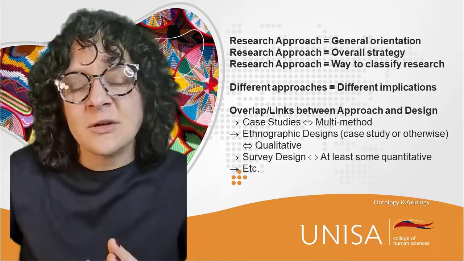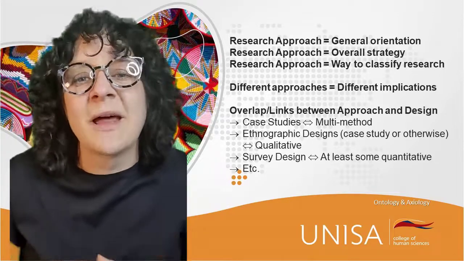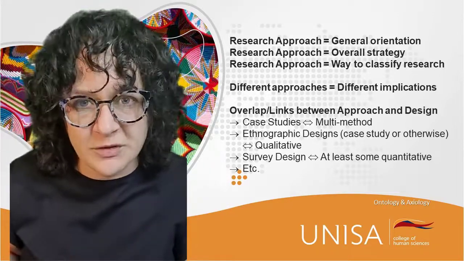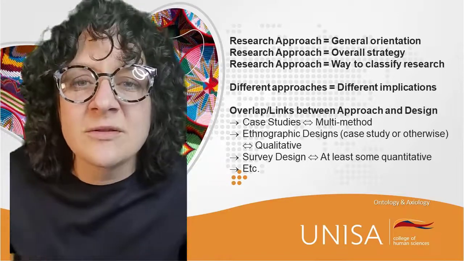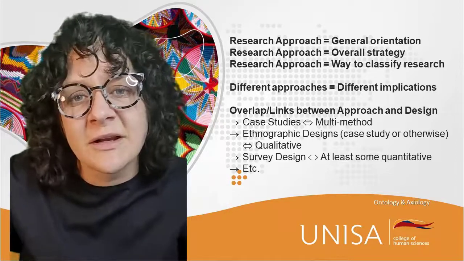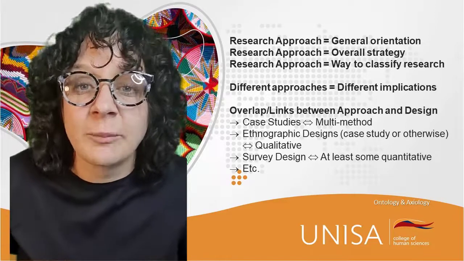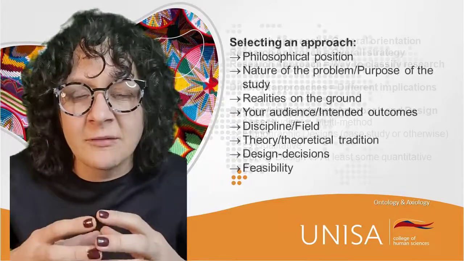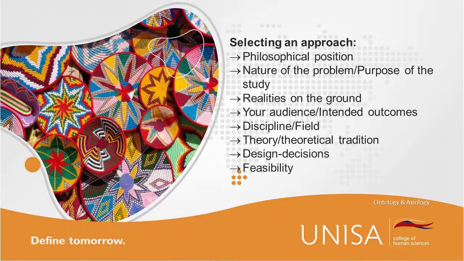Now, all right, let's look at how we choose research approaches and what is implied by different research approaches. The ways to think about this are, for obvious reasons, very similar to the way we thought about research topics and problems that I talked about in tutorial 3. Firstly, your philosophical stance informs your general orientation to research.